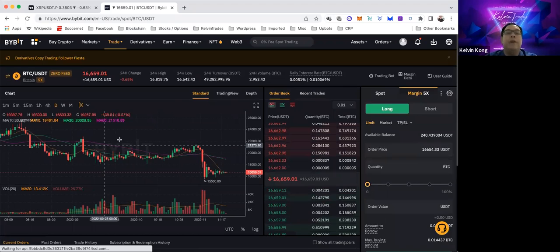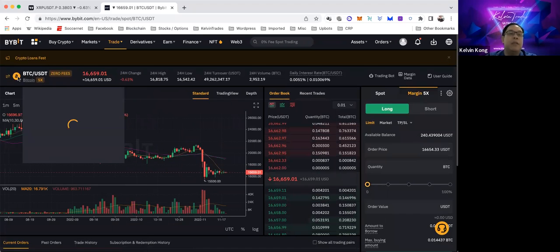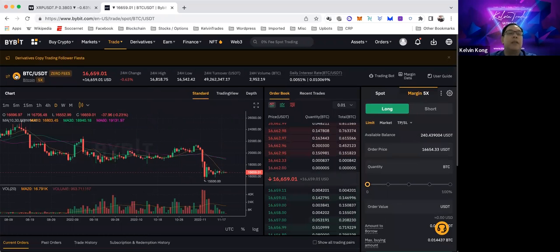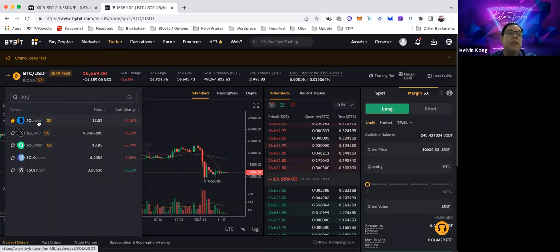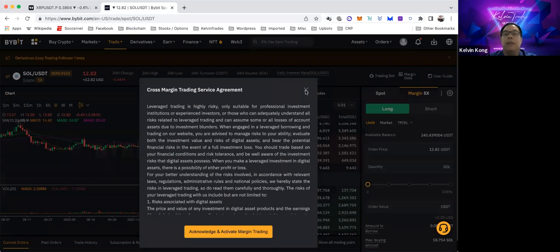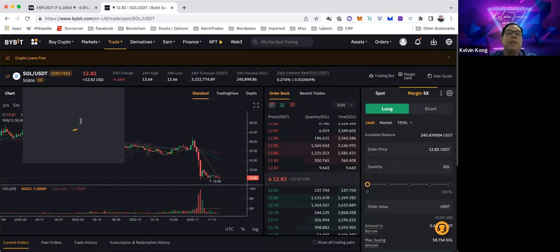So where do you find the coins that you want to buy? Over here. Just move your cursor to this area here, and this menu will appear. So type in the coin that you want to buy. Make sure it's a USDT pair. So let's say you want to buy Solana, you just type SOL. Choose Solana USDT pair. Click it. You will come to the Solana USDT pair.